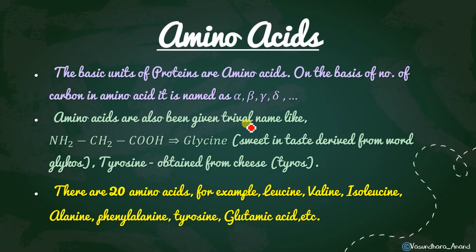Like NH2CH2COOH. This is the first amino acid, the first ever amino acid, and this is glycine. How to draw the structure of an amino acid? As I said, the amino group must be there. So this is an amino group. Let me write it over here.